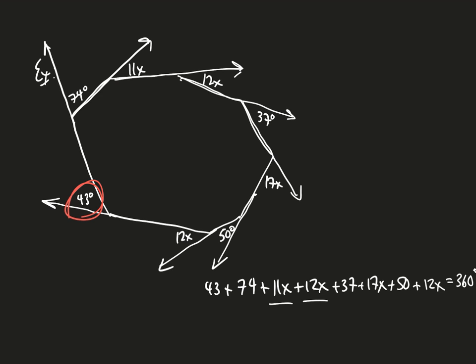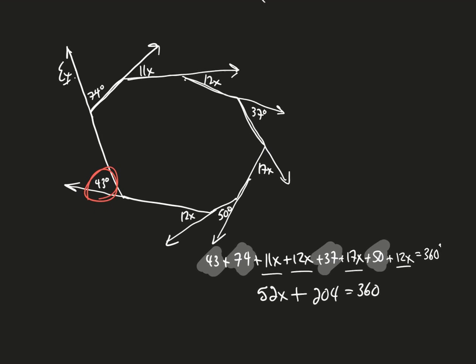Like usual, we'll put all the terms with x's together. So 11x's plus 12x's plus 17x's plus 12x's. Let's see, that's going to be 23, 33, 40, 52 x's. So that'll be 52 x's. Then we add together all of the plain old angles. So the 43, the 74, the 37, and the 50. So we just add those folks together. 43, 74, 37, and 50. And we get a total of 204.